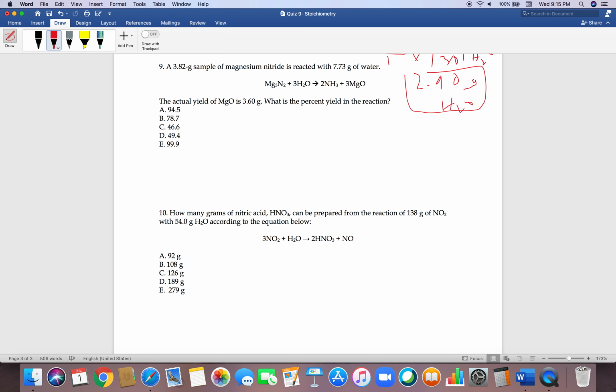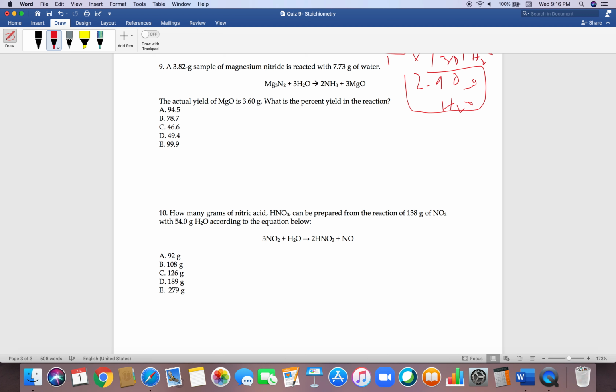So the easiest way to do this is to just convert each of these values into grams of magnesium oxide. Rather than converting them into moles and then grams of magnesium oxide, we can just do that from the start, and it saves us that step.